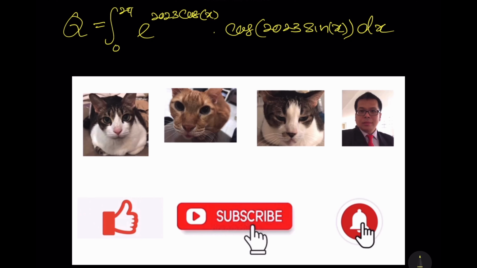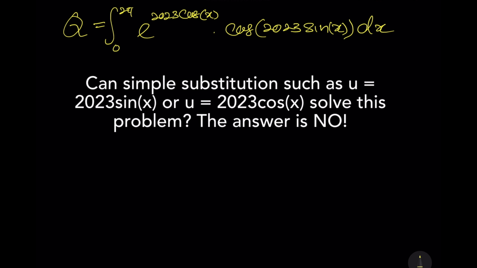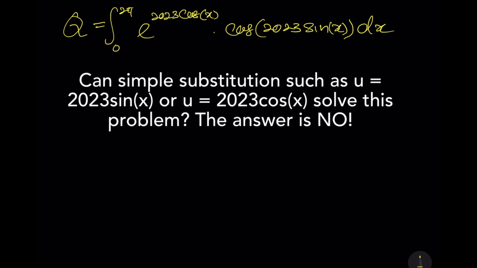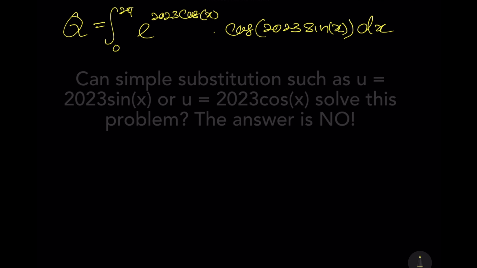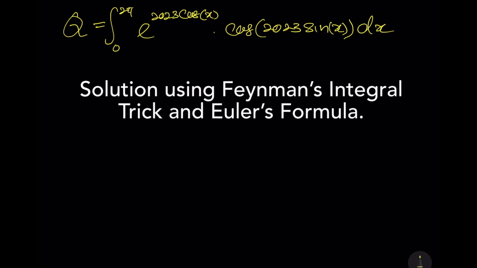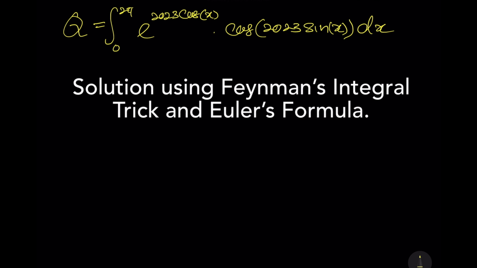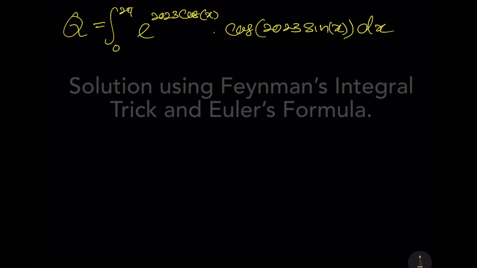This is today's question. At first look, it doesn't look difficult. Maybe a substitution such as u equals 2023 cosine x or sine x can solve it. But the truth is no, we can't solve it using simple substitution. In this video, I would like to share a solution using Feynman's integral trick and Euler's formula.